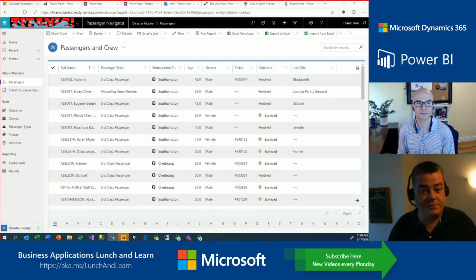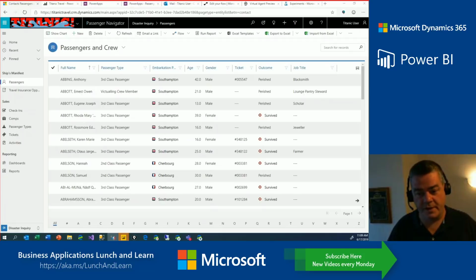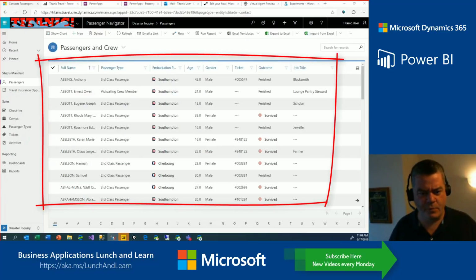This is Dynamics 365, and I've brought in the passengers and crew from the original boat. Just grab the data off of Wikipedia, and I have data about who they are. There's information about like their name, the passenger type they were a part of, the embarkation port, meaning what city did they get on the boat from. I didn't realize they actually stopped at 3 places before they left from Southampton to come to New York. But there's also the age and gender, as well as the ticket numbers, and an outcome, as well as a title that they had.